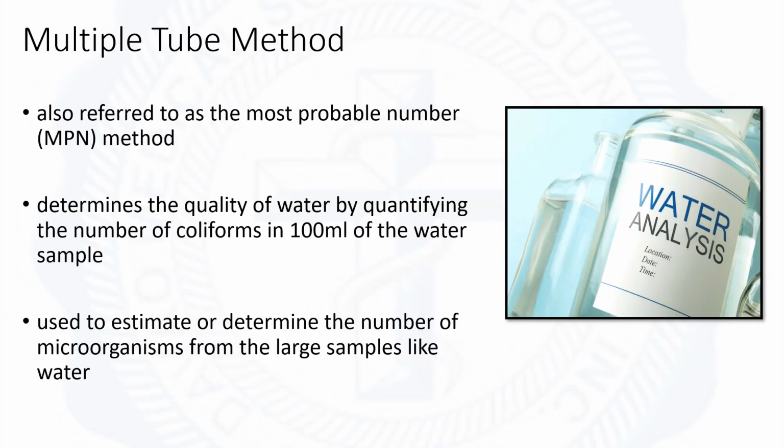The next technique we're going to discuss is the multiple tube method. This is also referred to as the most probable number method, because unlike the membrane filtration technique, this is based on an indirect assessment of microbial density in the water sample by reference to a statistical table to determine the most probable number of microorganisms present in the original sample.